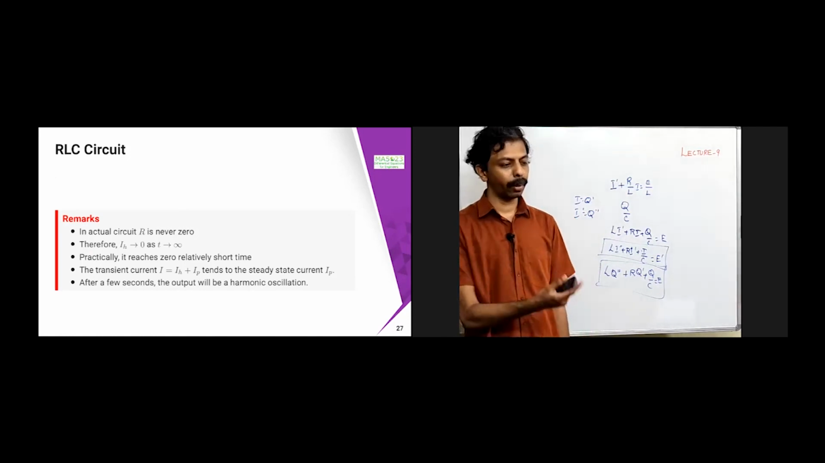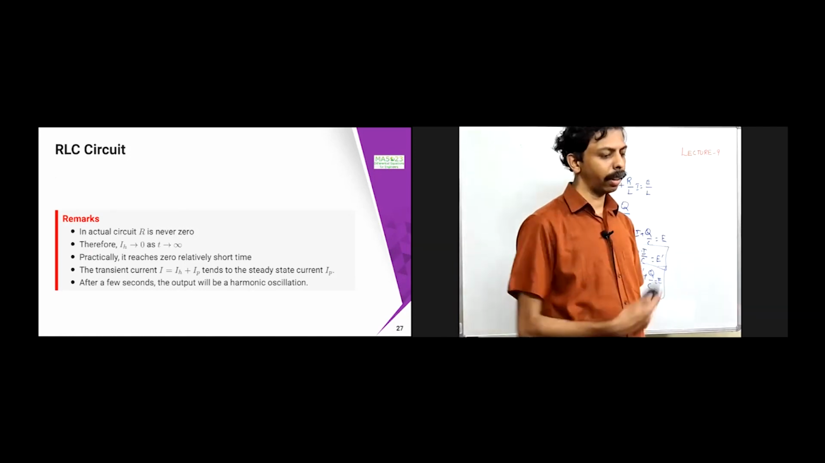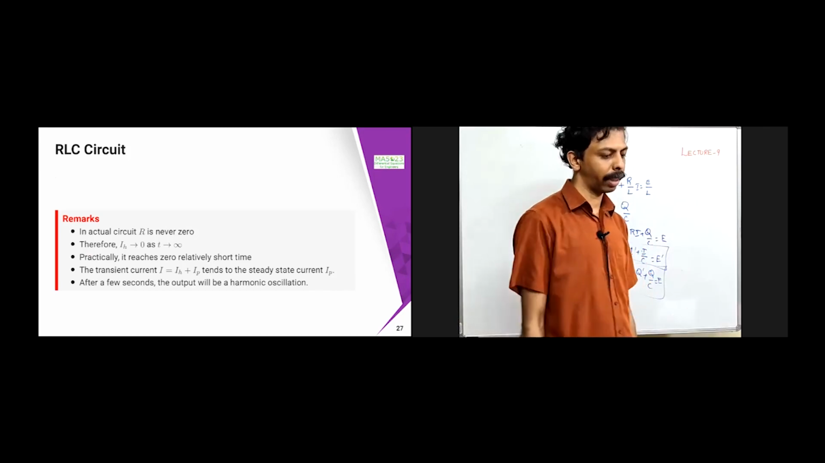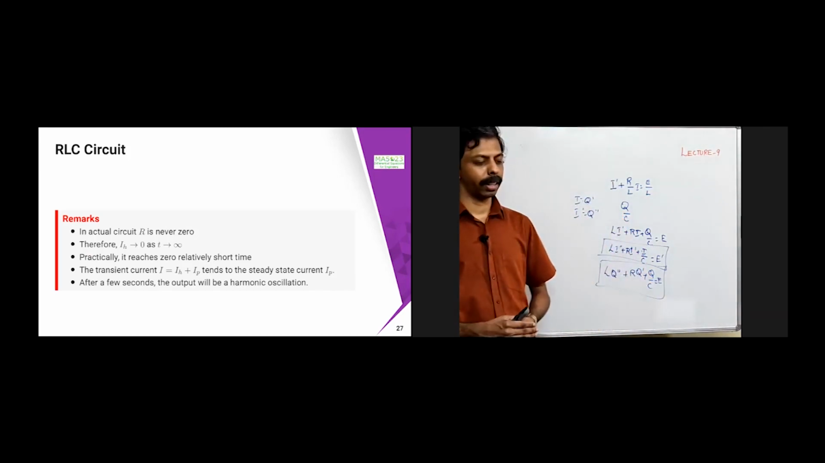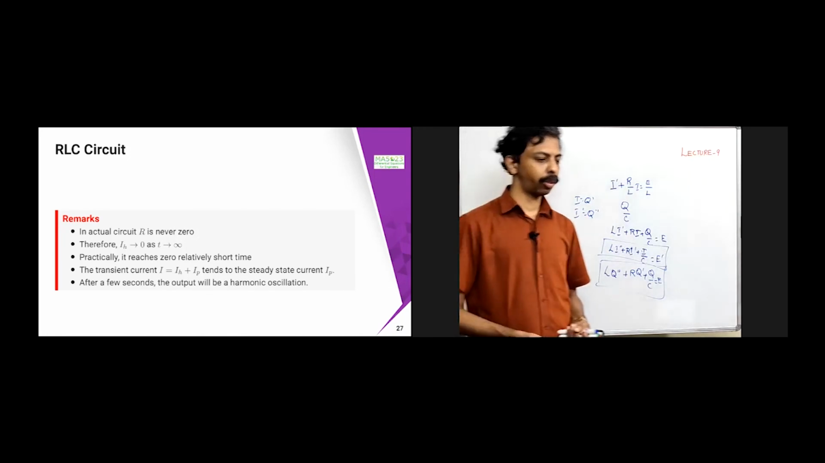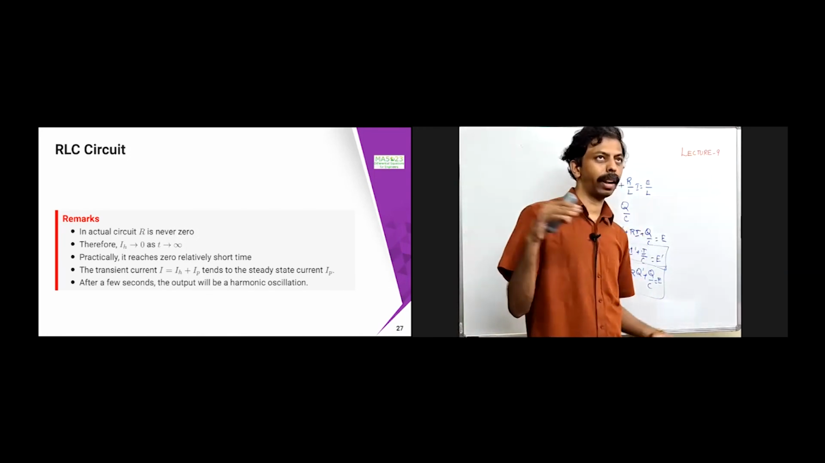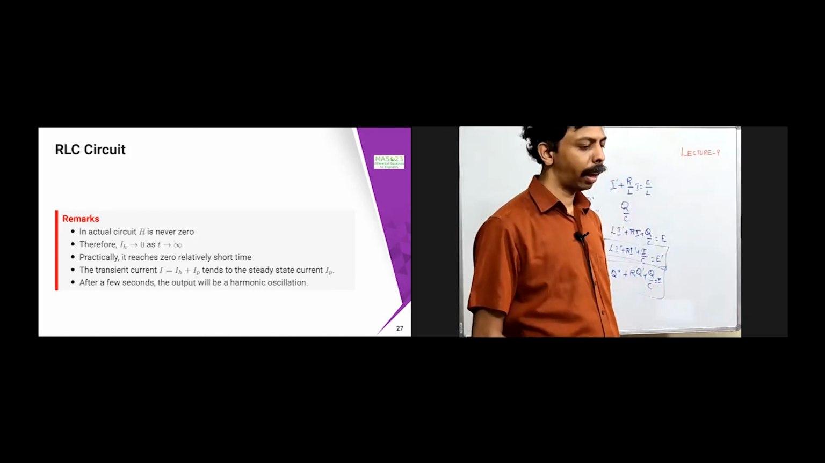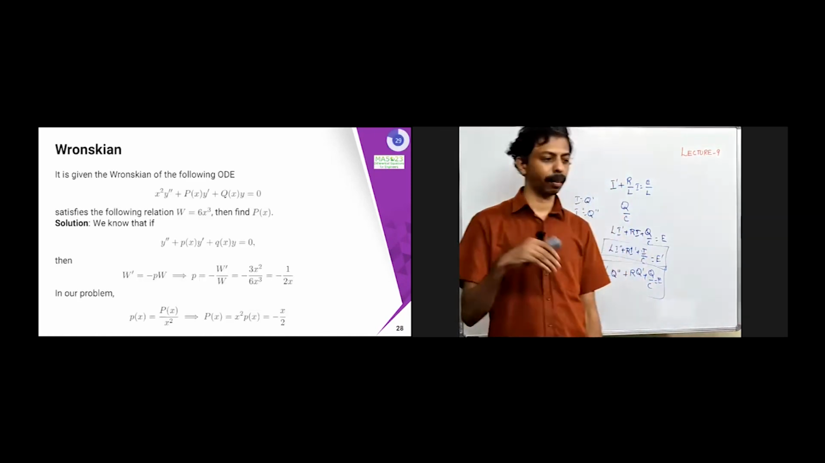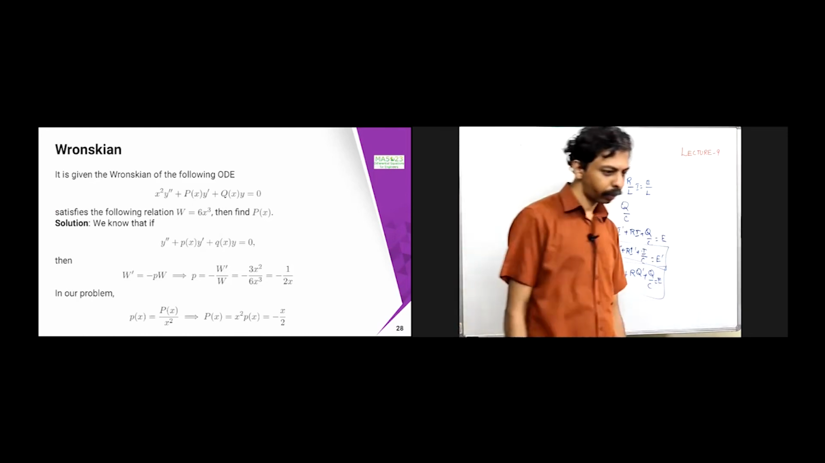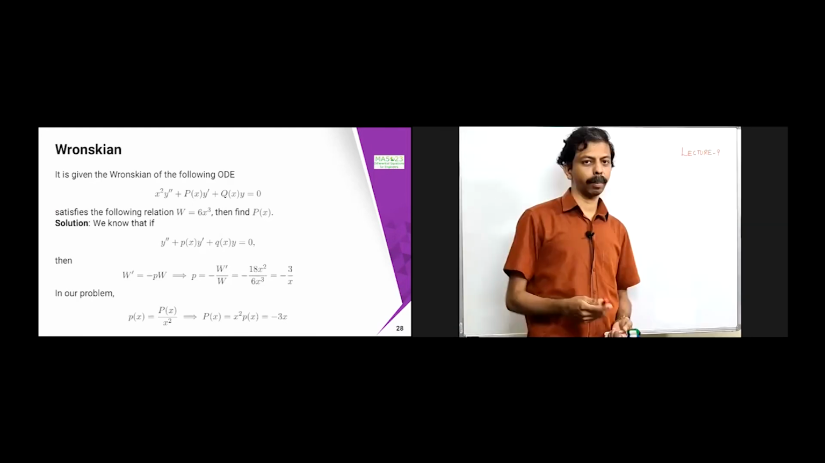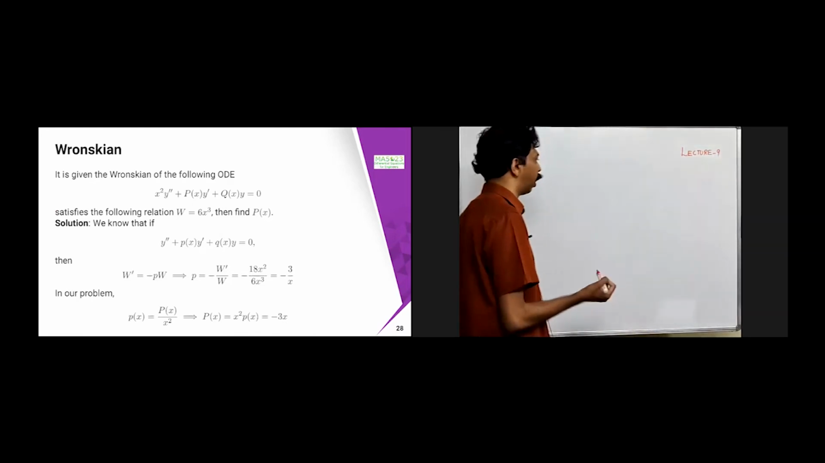And if you have a transient current, you can again calculate that using this formula, IH plus Iphi, which tends to the steady state current IP. After a few seconds, the output will be a harmonic oscillation. That's the reason you have seen that all the circuits will have some kind of oscillation. Now, the last problem, which appears in many competitive exams and other problems.